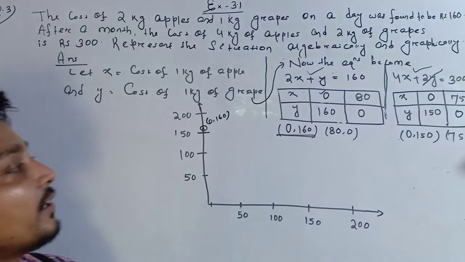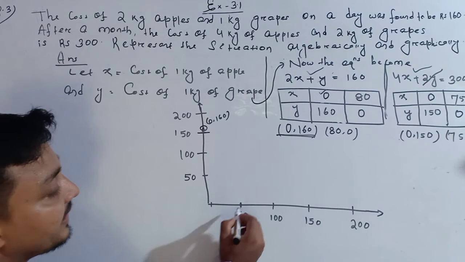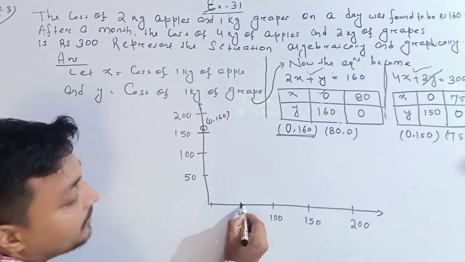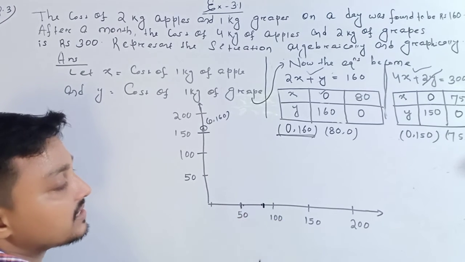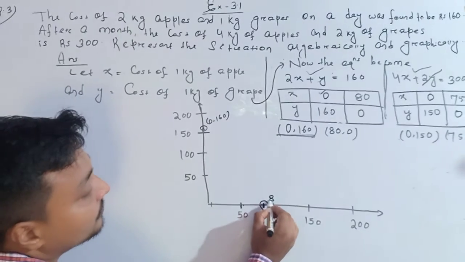Another point will be required: 80 and 0. Here it is 50. How much more will be required? 30. 30 means, with each small division being 5, 6 small divisions will be required. So this point is 80, 0.